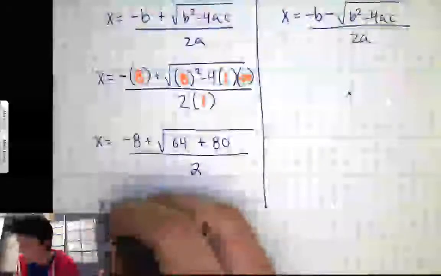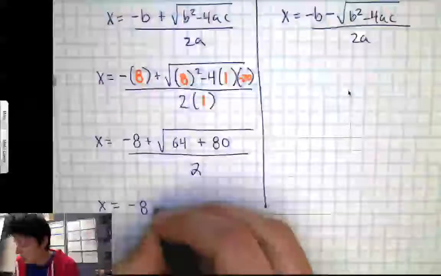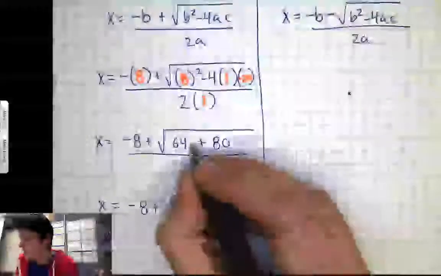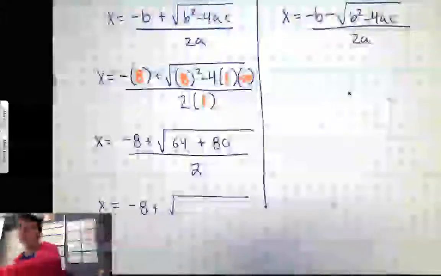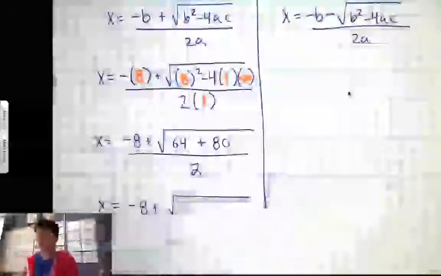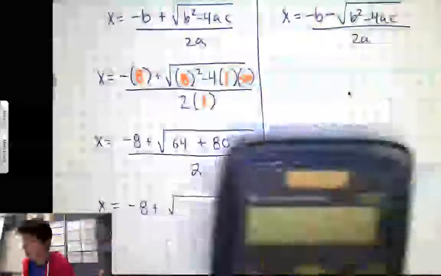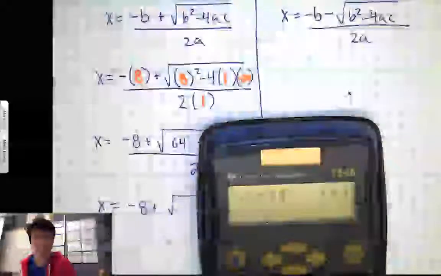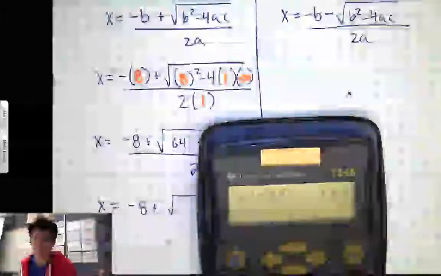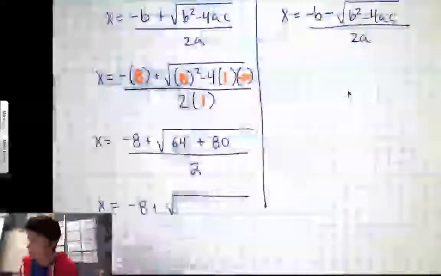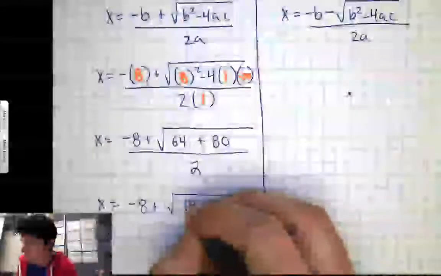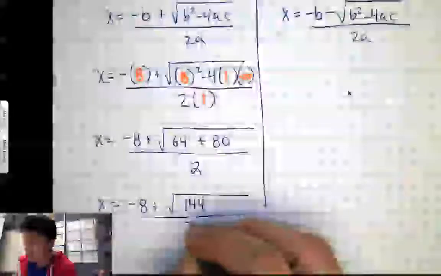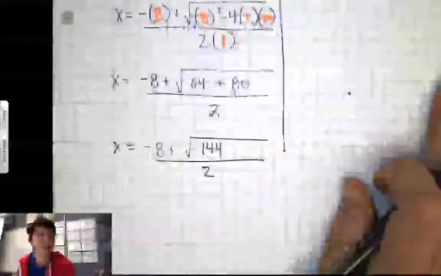X is equal to negative 8 plus the square root of 64 plus 80. And then we're going to square root that. So 64 plus 80 is 144, and we're going to square root 144. Why don't we just write that down? 144, all over 2.